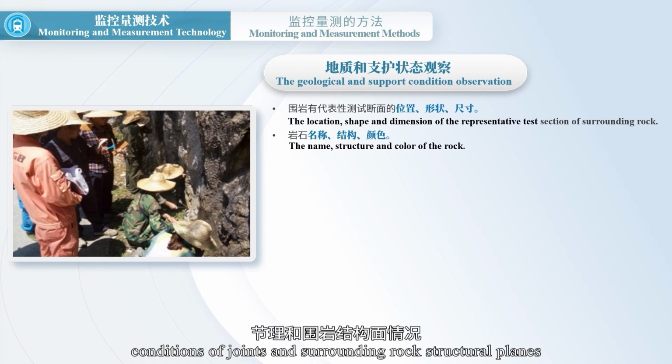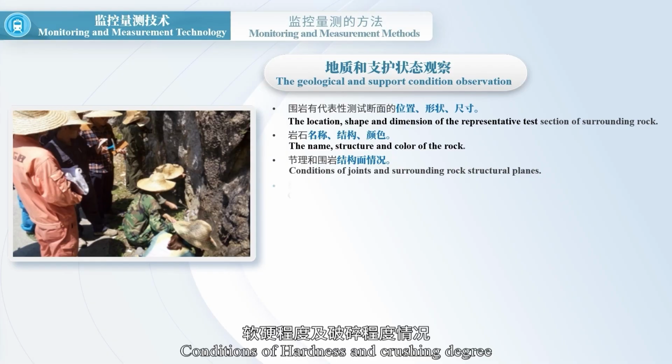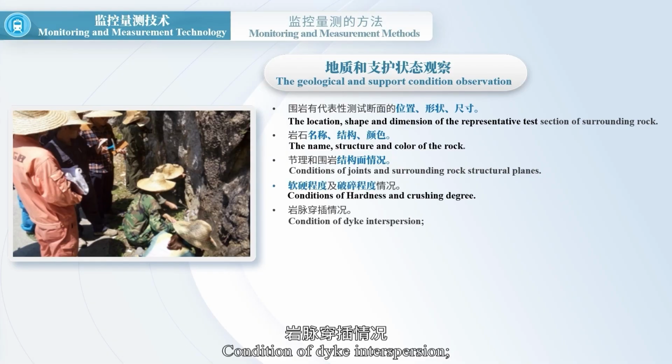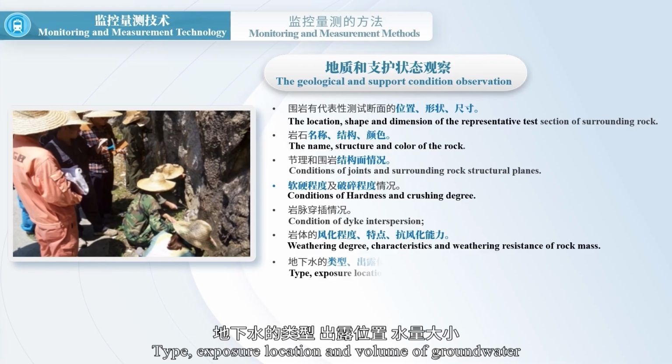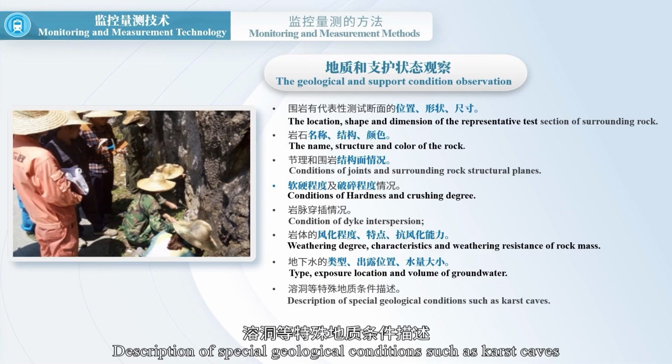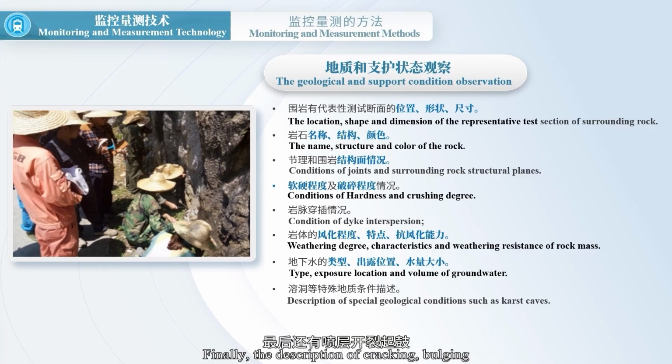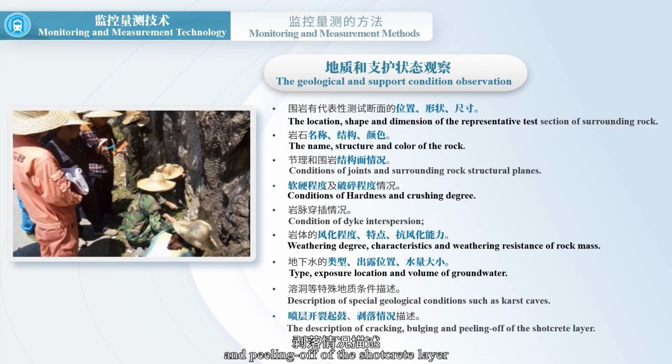In addition, conditions of joints and surrounding rock structural planes, conditions of hardness and crushing degree, condition of dike interspersion, weathering degree, characteristics and weathering resistance of rock mass, type, exposure location, and volume of groundwater, description of special geological conditions such as karst caves. Finally, the description of cracking, bulging, and peeling off of the shotcrete layer.